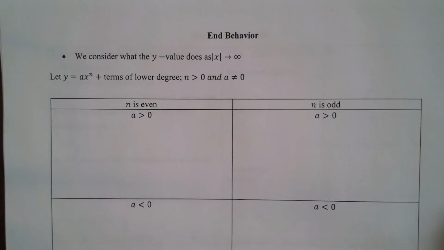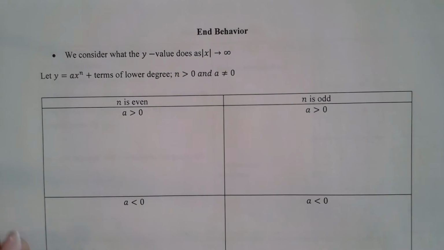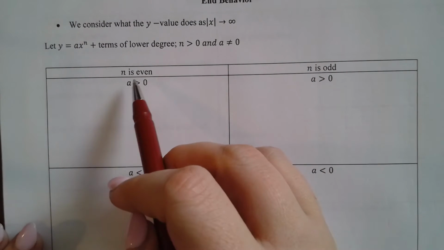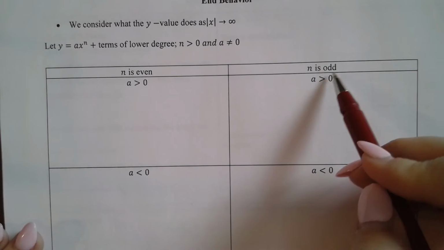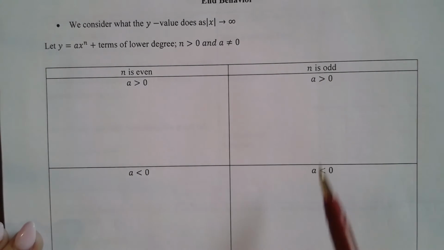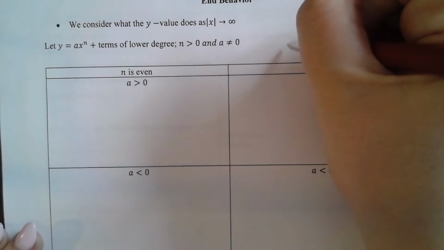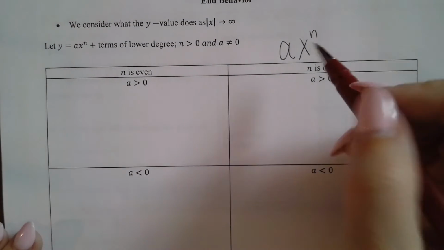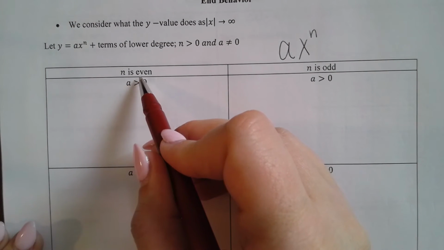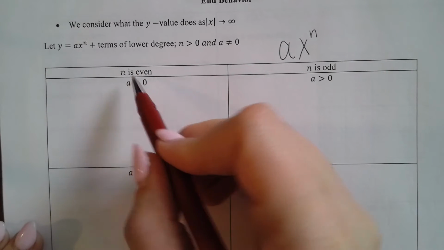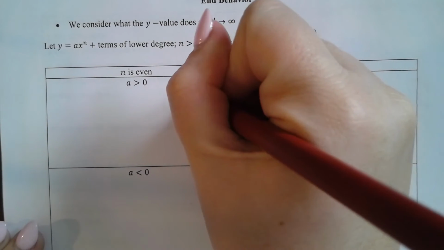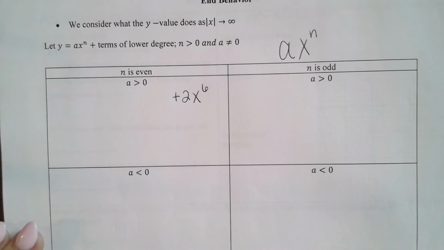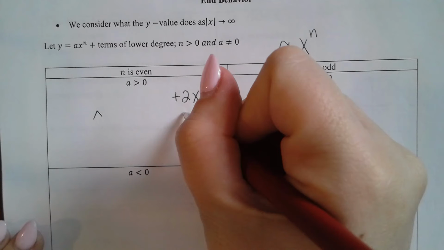Okay, so now let's talk about end behavior. Okay, so end behavior, we've got 4 different things that could happen with our polynomials. So we could have n is even, n is odd, and then we could have the coefficient is either positive or negative. Okay, so when I'm talking about this, we're talking about a x to the n. So if n is even, okay, when n is even, and a is positive. So for example, positive 2x to the 6th. Okay, this is even, this number is positive.